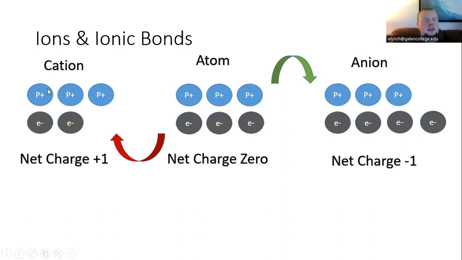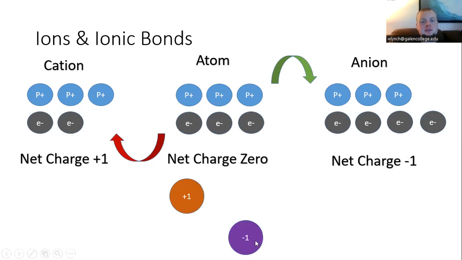A cation is that which has a net positive charge. So here we have one more proton than we have electrons. An anion is one that has a net negative charge. In this case, we have one more electron than we have protons. If we put a cation and an anion together, they will bind. And when they bind, they now have an equal number of protons and an equal number of electrons. And that will allow it to be a net zero charge.